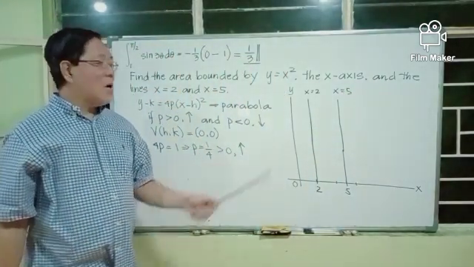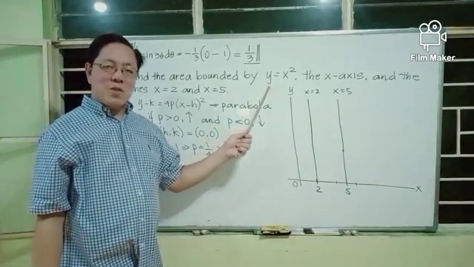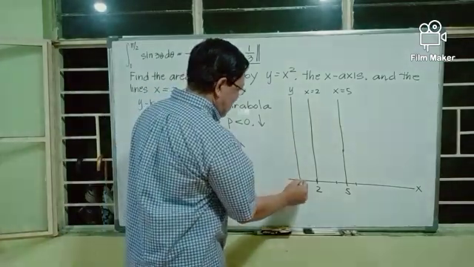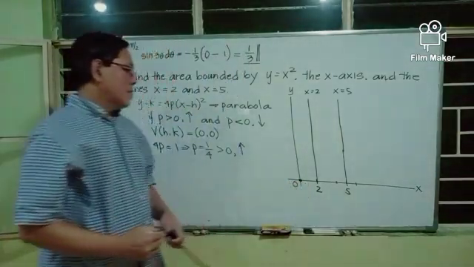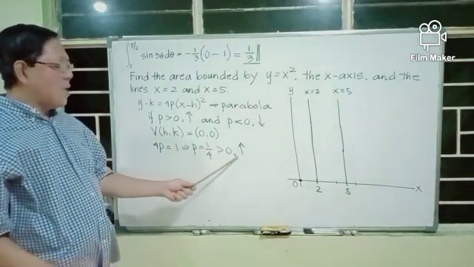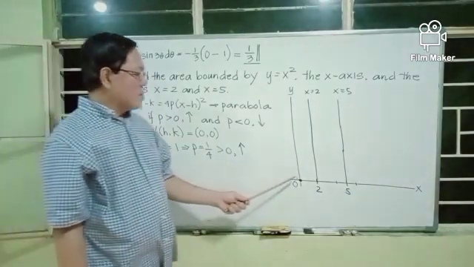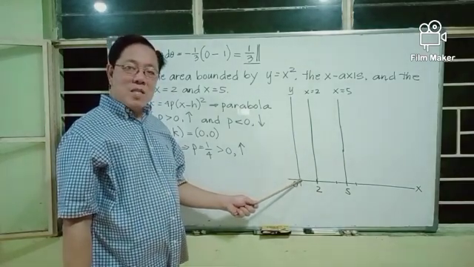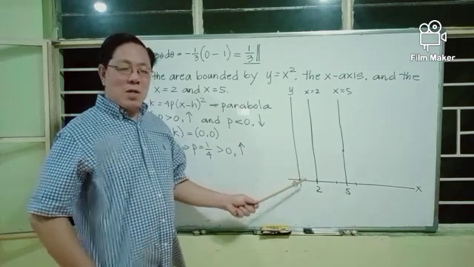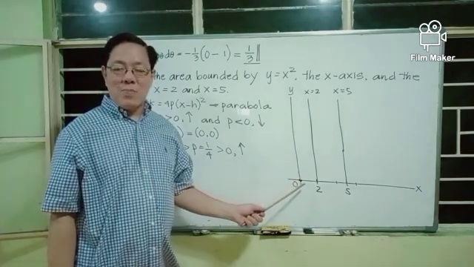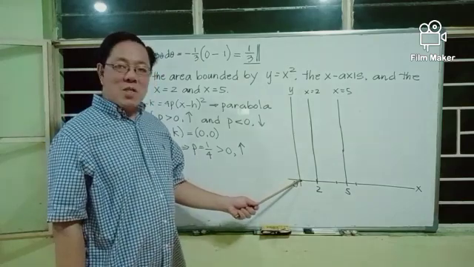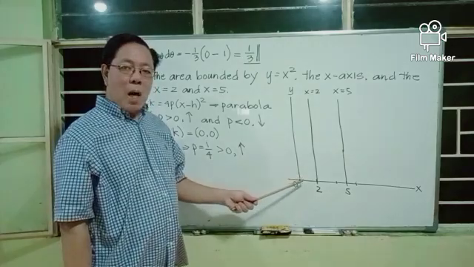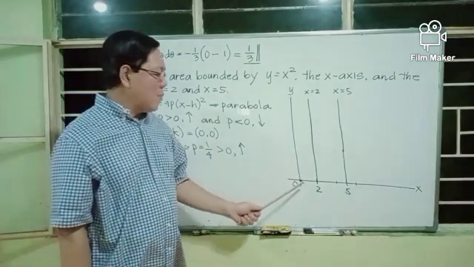Now we sketch the graph of this quadratic equation in x, which is a parabola with vertex at the origin. And we know that the parabola is open upward. So the origin, the point (0, 0), the vertex of the parabola, is the lowest point on the parabola. And from this point, the graph of y equals x squared will go up because the parabola is open upward.